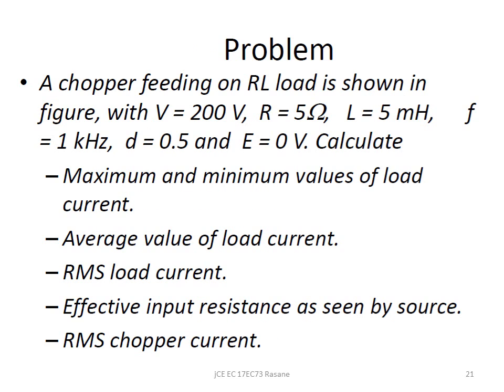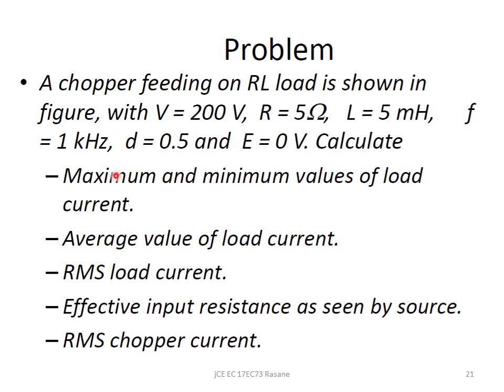Next problem: the chopper is feeding an RL load, as shown in the figure, with input V equal to 200, R is 5 ohms, L is 5 millihenries and frequency is 1 kilohertz. The duty cycle is given, E value is 0, and you are supposed to calculate the maximum and minimum values of load current, the average value of load current, the RMS load current, the effective input resistance as seen by the source, and the RMS chopper current.